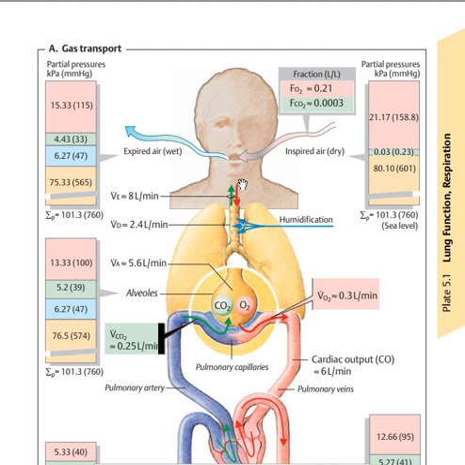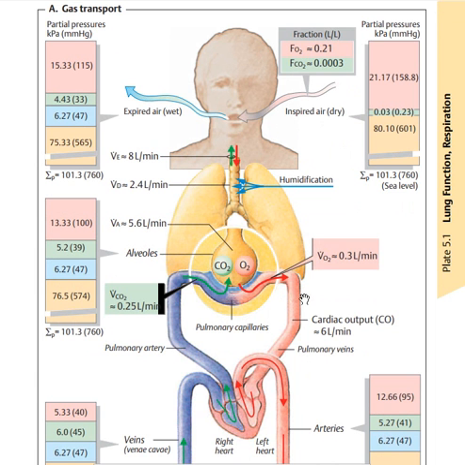Now when air is inspired, it enters our alveoli. When air enters the alveoli, the oxygen enters the blood and is transported at a rate of 0.3 liters per minute. Then you have the cardiac output. The rate of transport of blood is the cardiac output, which is 6 liters per minute.